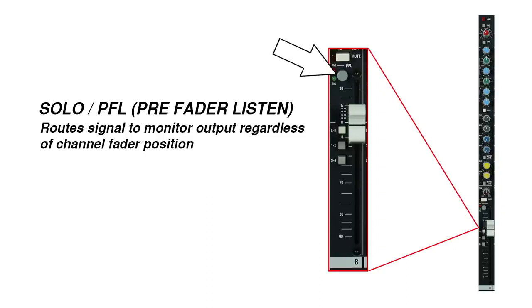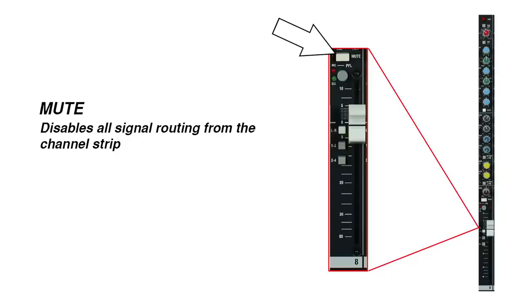If you'd like to listen to a specific input through headphones, you can connect your headphones to the console and use the solo or PFL button on that specific input channel. PFL stands for pre-fader listen, so pressing that button will allow you to listen to that input regardless of the position of the fader. And finally, the mute button will stop all audio on a specific input.